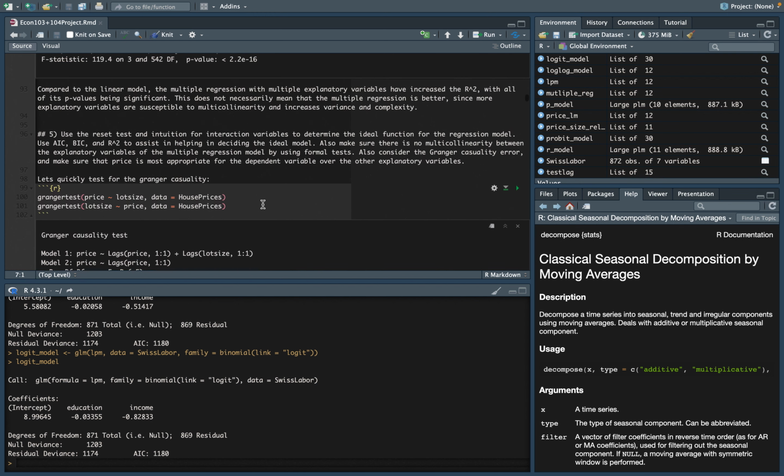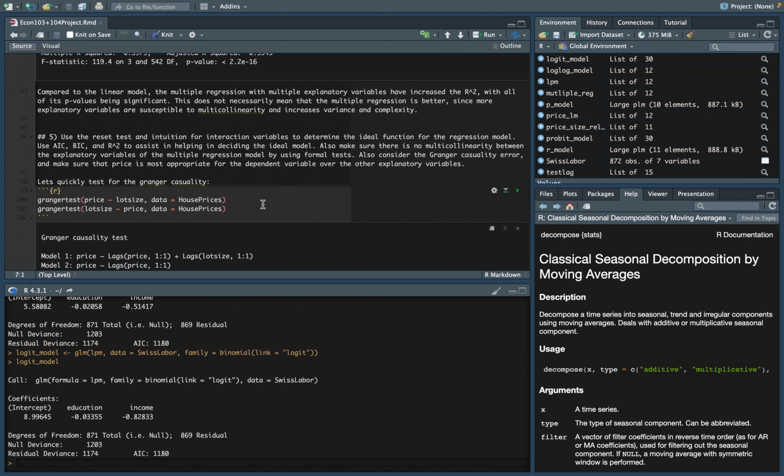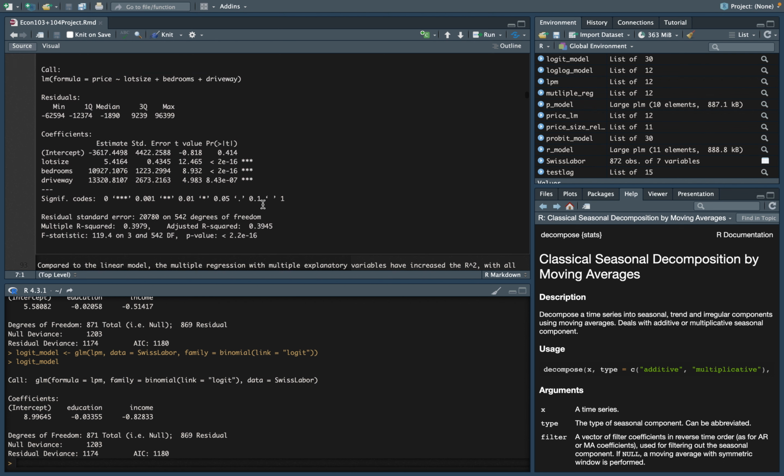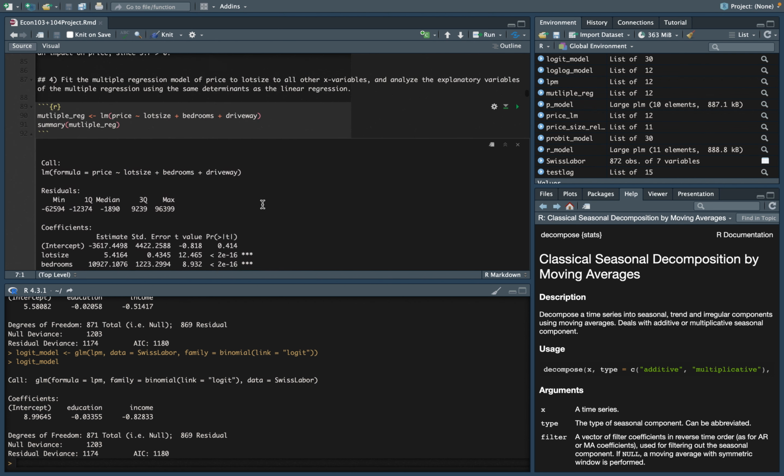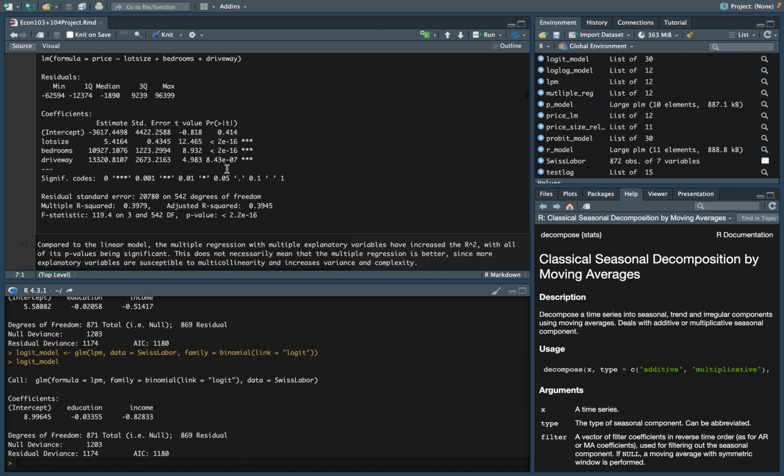All right, so this is part two of the multiple regression, single regression analysis. What we did in the last video is we fitted this price variable onto multiple variables of lot size, bedrooms, and driveways. We analyzed these coefficients, analyzed the p-values, and looked at the r-squared because the r-squared increased from the singular regression.